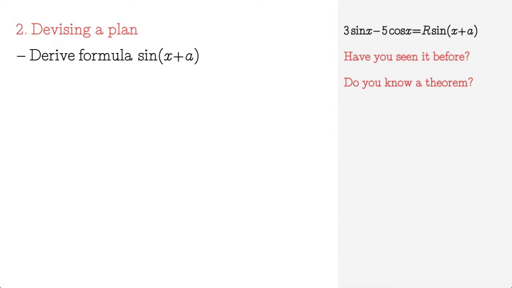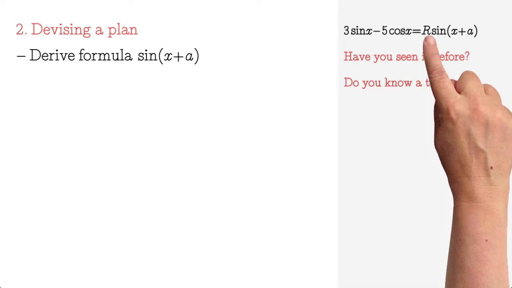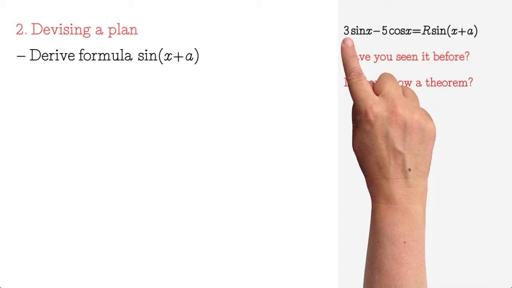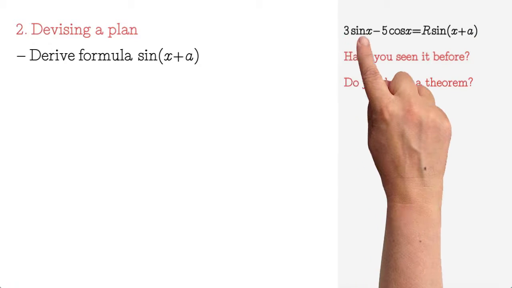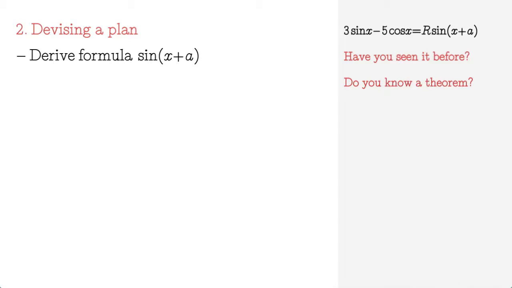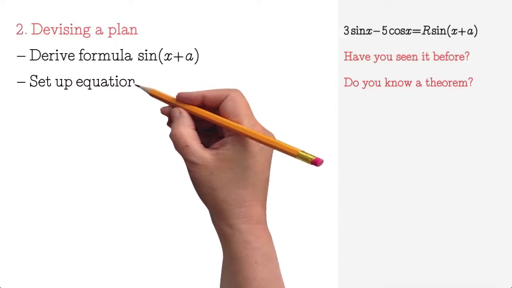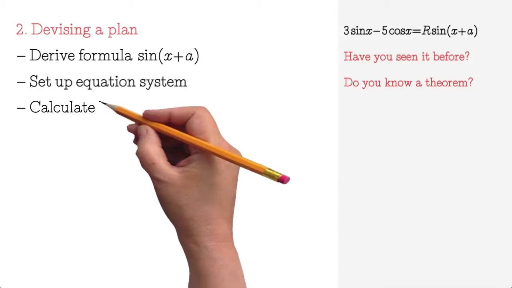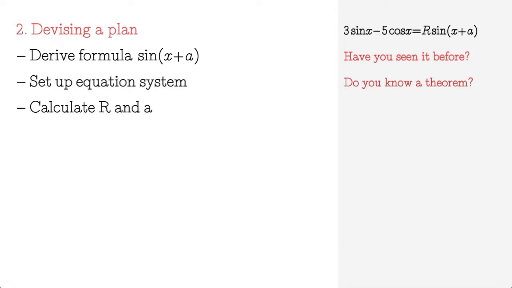Having done that step will enable us to express the right-hand side of this equation, so we can then identify the coefficient in front of sin x with 3 and the coefficient of cosine x with minus 5. In other words, we will set up an equation system, and as the final step, we will calculate r and a by solving that equation system. That is our plan.